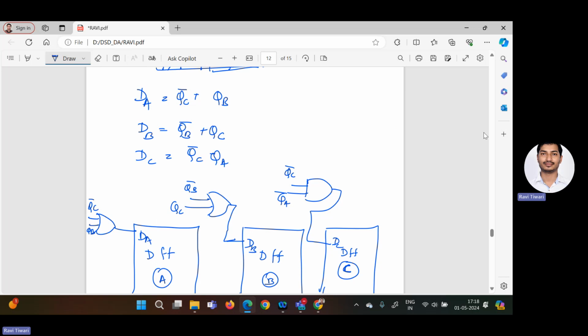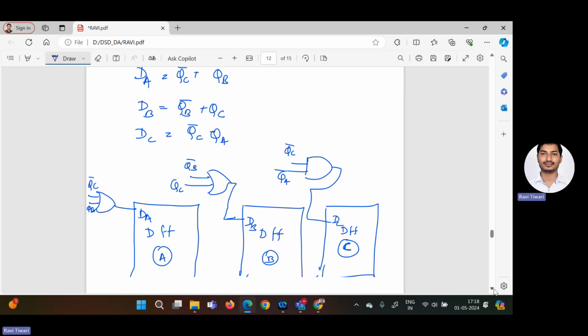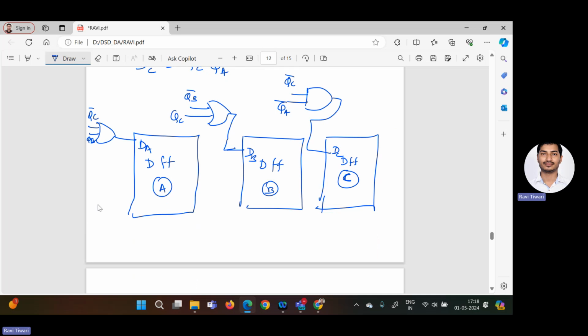We have already made the connections, but the important point is what? As this is a synchronous circuit, we have to provide the same clock to all the flip-flops like this. And here you will get QA, from here you will get QB, from here you will get QC. You can also draw the inverted outputs like QA bar, this is QB bar, and this is QC bar.